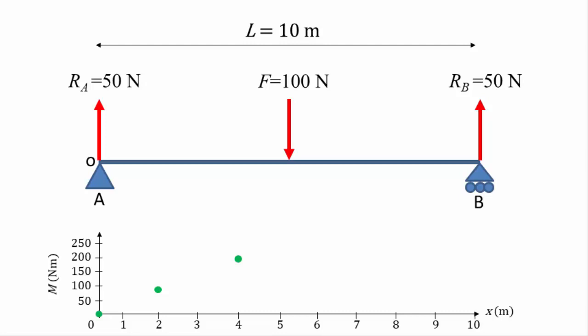At 5 meters, the bending moment is 250 Newton meters. At 7.5 meters, the bending moment is 125 Newton meters. And finally, at 10 meters, the bending moment is 0. So the bending moment takes a profile of a triangle that starts at 0, rises linearly to peak where the load is, and then falls linearly back to 0.